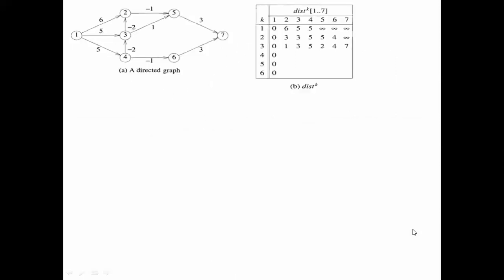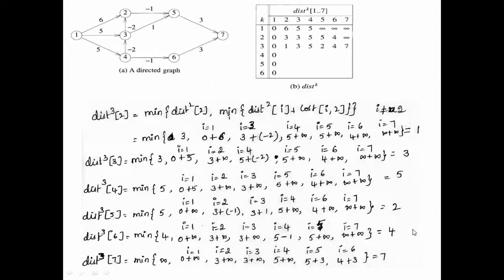Okay. Now, using the second row, we have to write the third row. If we use the second row and write the third row, so for 2, we are going to write 3, comma 0 plus 6. 1 to 2 is 6. Minimum value is 3. From where have you got this 3? From the table, 3. Okay. Distance 2 of 2, it is 3. Then I is equal to 1. 1 to 2 is 6.